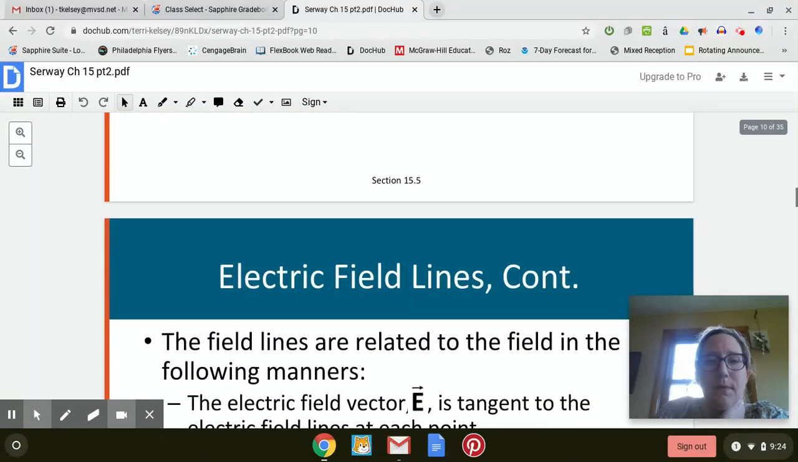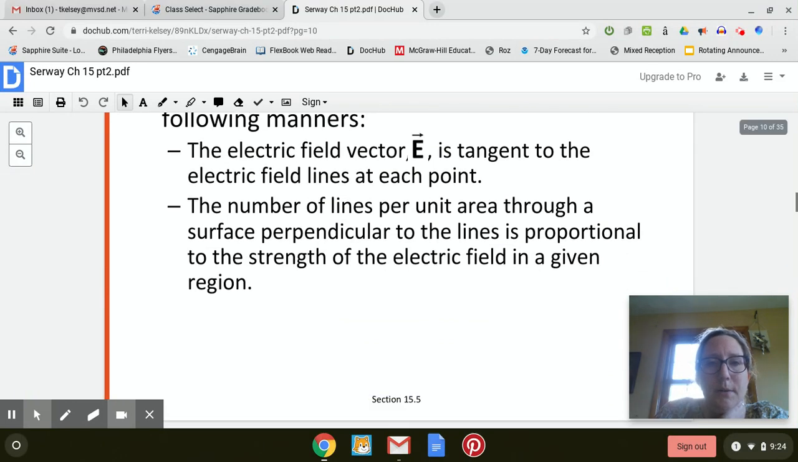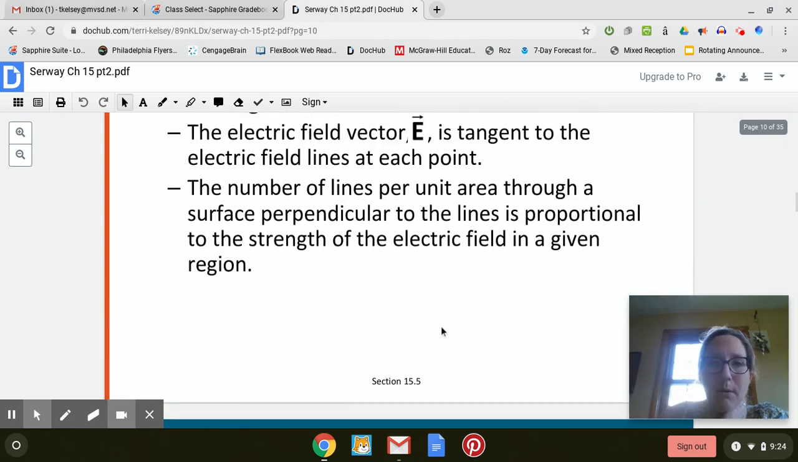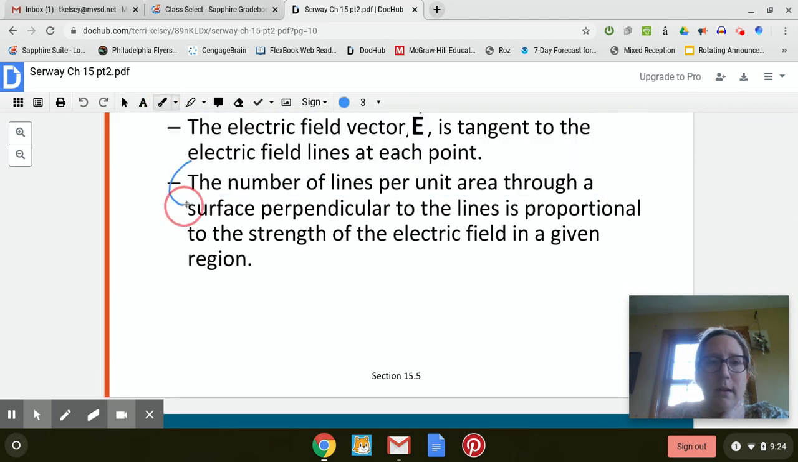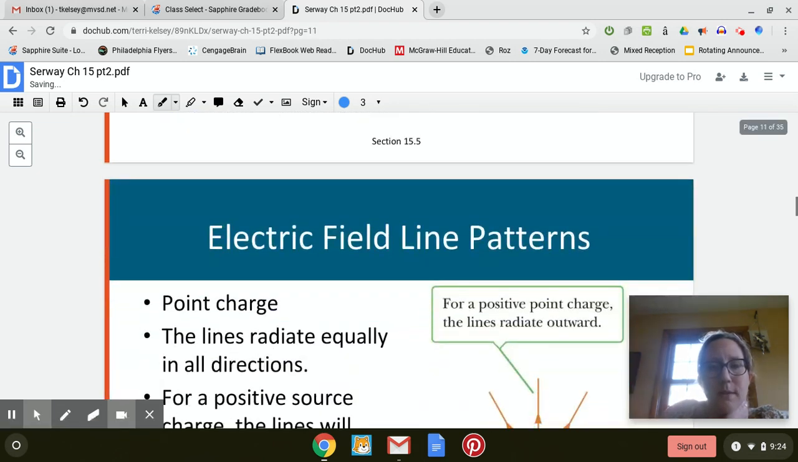Then we started electric field lines. These help us figure out the direction of the field around a point charge. Again, it's a capital E, it's a vector. The number of lines per unit area, the number of lines that you draw out of a charge, is proportional to the strength of the field. And it always has to be perpendicular to the surface. That will come into more importance next chapter.